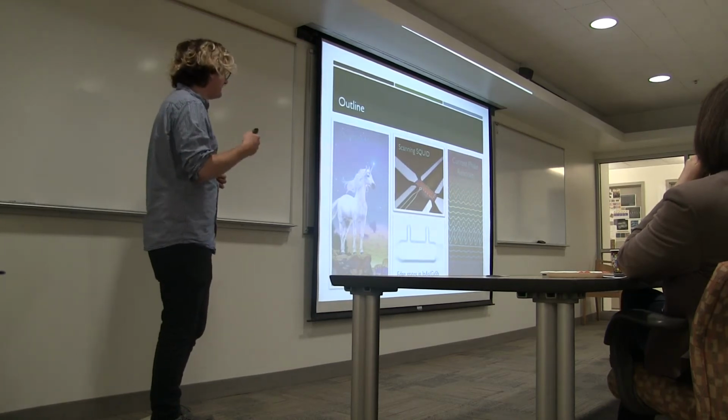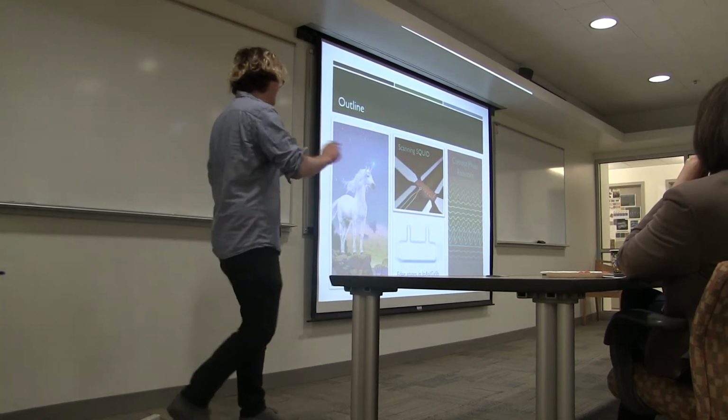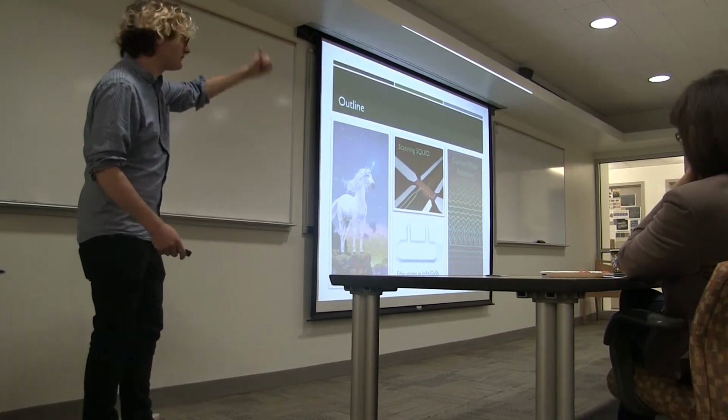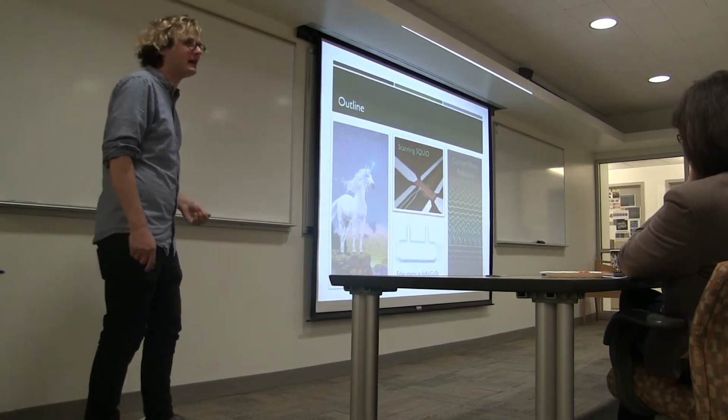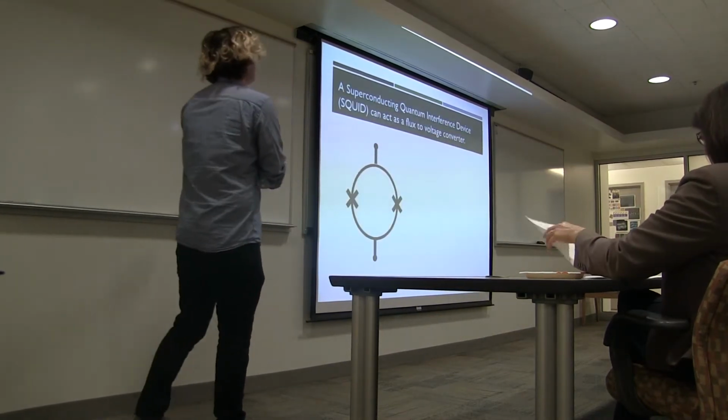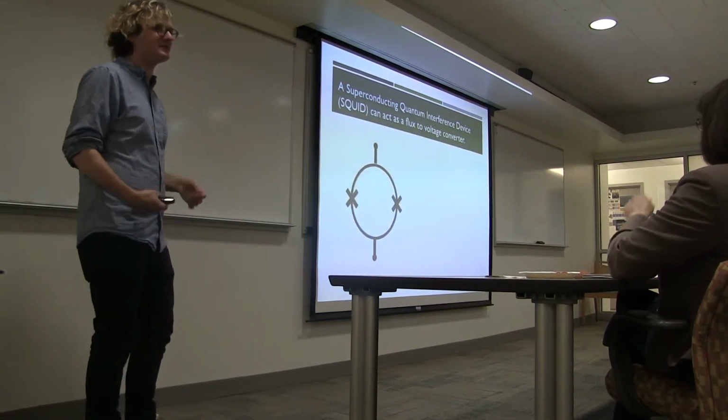So we use SQUID, so if you don't want to understand any of the technical details, we image the Z component, the out of sample component of a magnetic field on a local micron scale. And we do that using a superconducting quantum interference device, which stands for SQUID.